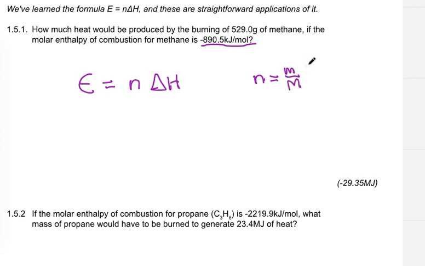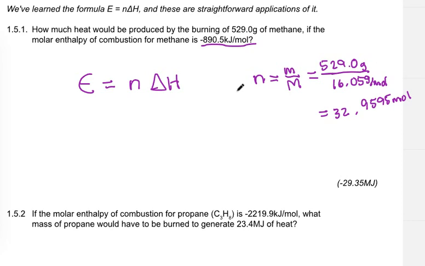Mass divided by molar mass. The mass is 529.0 grams. And methane is CH4, so its molar mass is 16.05 grams per mole. Hit pause and work that out if you aren't sure where it came from. You definitely want to be able to do those yourself. And 529 divided by 16.05 is 32.9595 moles of methane.